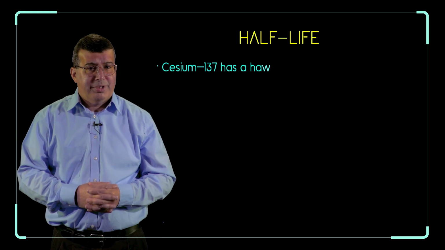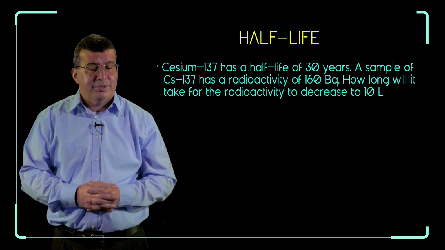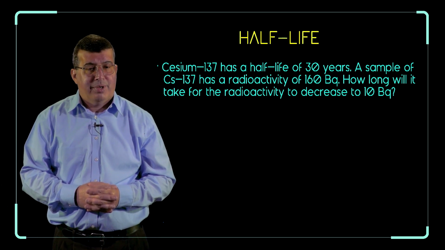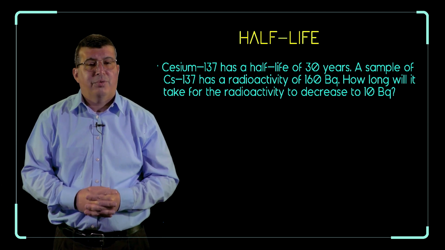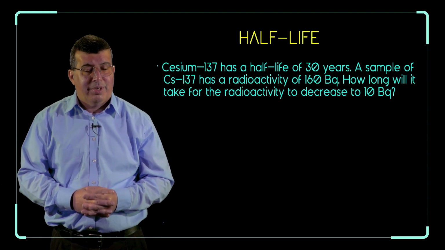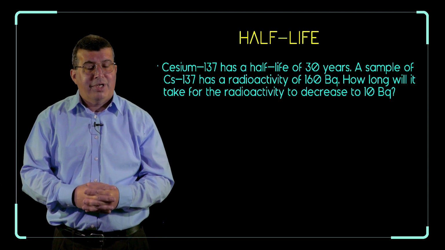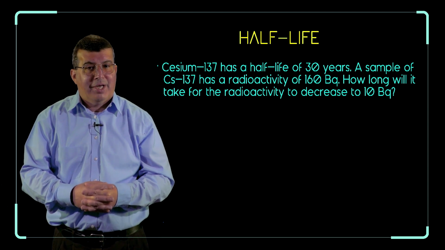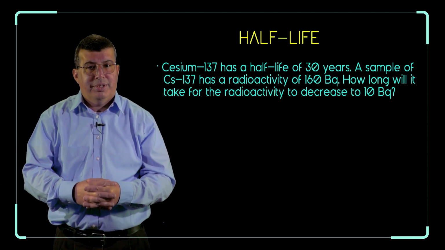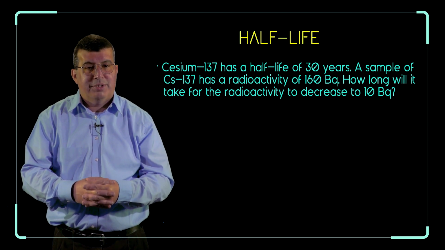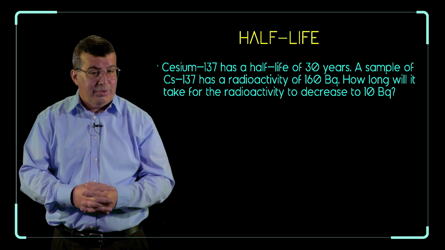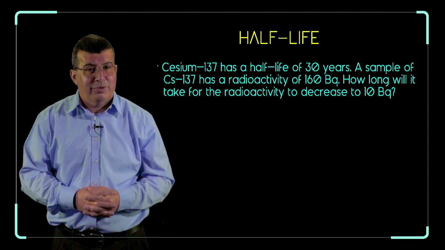Okay, here's our last question for this lesson. Cesium-137 has a half-life of 30 years. A sample of cesium-137 has a radioactivity of 160 becquerels. How long will it take for the radioactivity to decrease to 10 becquerels? So remember that radioactivity also decreases by half every half-life. So how many half-lives will it take for the cesium to decay from 160 becquerels to 10 becquerels, and how many years is that? So please pause and work on this, and when you have an answer, hit play and I'll work through it with you.